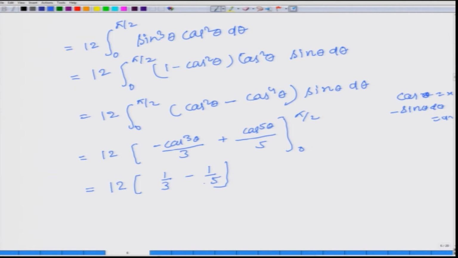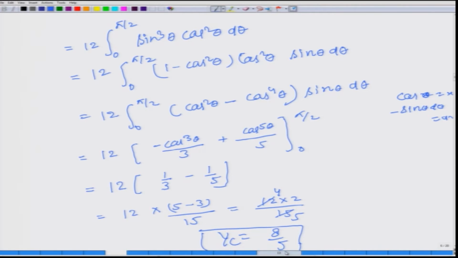Is it okay? So, this would be equal to 12 into (5 minus 3) over 15, right. So, this would be 12 times 2 by 15. So, 3 2 is 4, 3 4 is 12, 3 5 is 15. This would be equal to 8 over 5. This is our yc. So, the centroid of the area is xc equal to 2 and yc equal to 8 over 5.